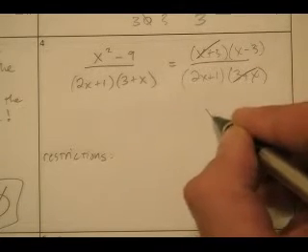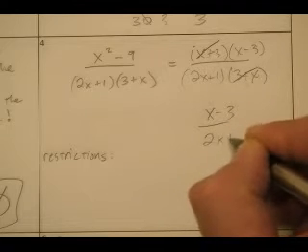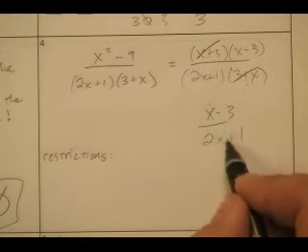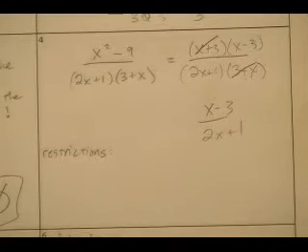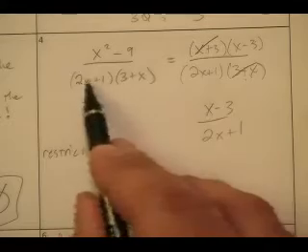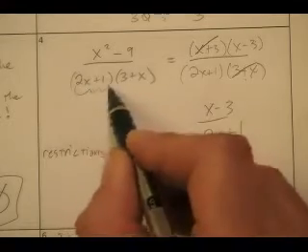I ended up with x minus 3 over 2x plus 1. I can't do this now because now I have a difference up there and a sum. It's not a product anymore. They're not parts of a product. But I have to put some restrictions on. So I say, when will this be 0? This will be 0 when either this is 0 or this.